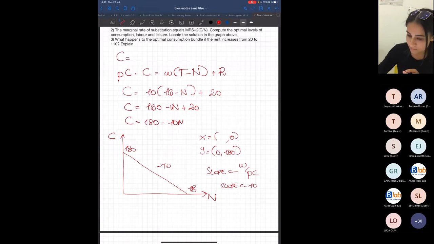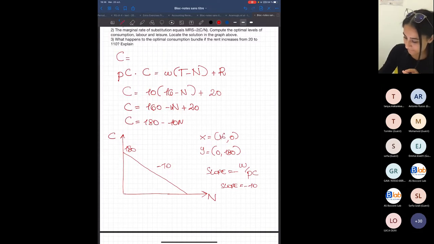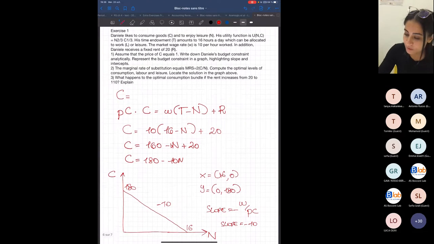Let me correct this. For everyone who didn't get it, even if mathematically it's going to be 18, if we go back to the exercise, we see that the maximum amount of time is 16. So you cannot go above this value.